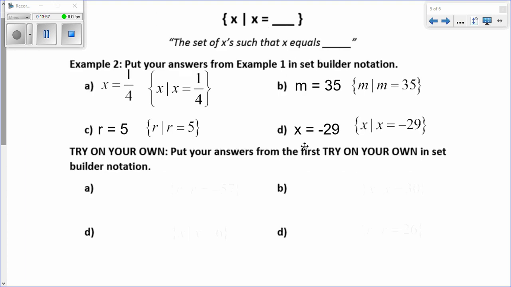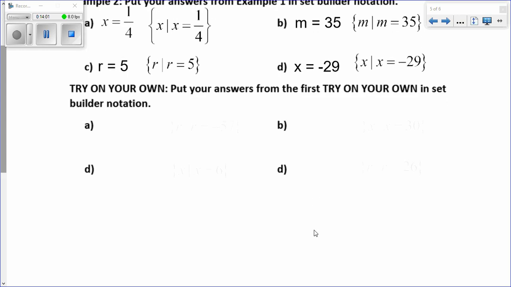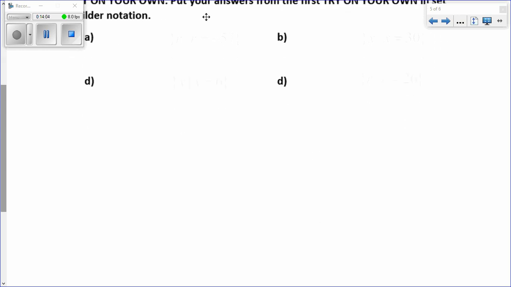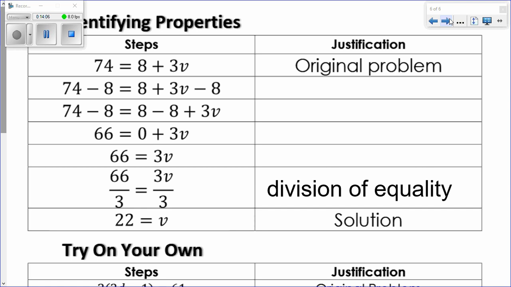Now the answers you got on the last try on your own, I want you to try to write them in set builder notation. Okay? So give that a go. And then we're going to do this last problem, and then the video will be done.